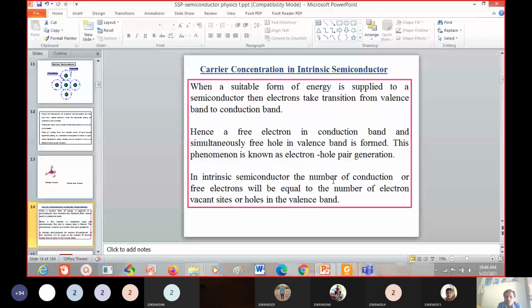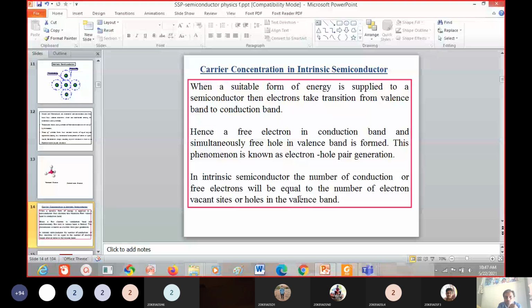When a suitable form of energy is supplied to the semiconductor, electrons make a transition from the valence band to the conduction band. Hence free electrons in the conduction band and simultaneously free holes in the valence band are formed. This phenomenon is known as electron-hole pair generation. In an intrinsic semiconductor, the number of electrons in the conduction band is equal to the number of holes in the valence band.